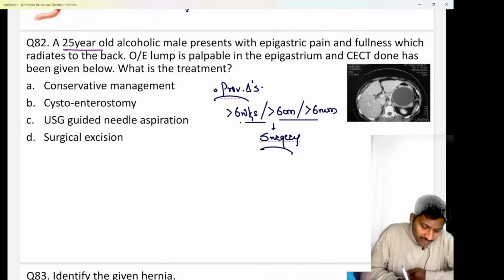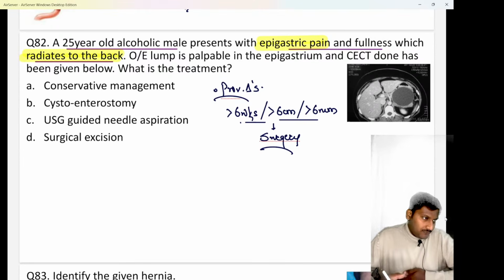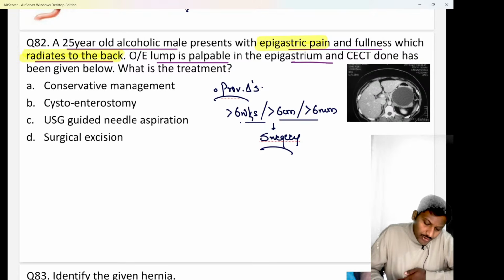Next, question number 82. We have a 25-year-old alcoholic male who presents with complaints of epigastric pain and fullness which radiates to the back. So again, the patient has epigastric pain radiating to the back, classically suggestive of pancreatitis. But now on examination, they are saying that a lump is palpable in the epigastrium. A CT has been given below.